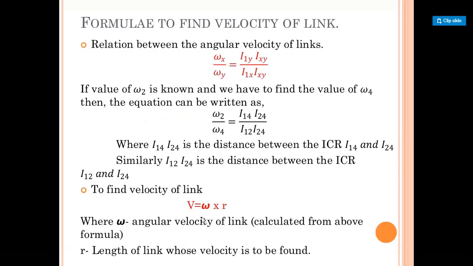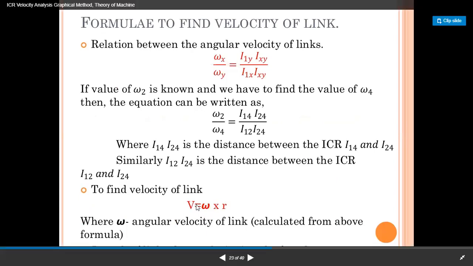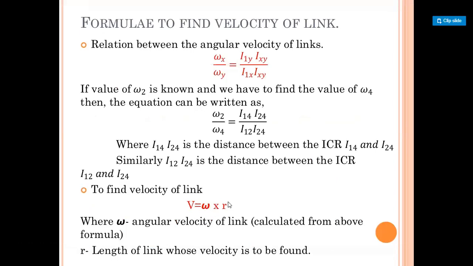Similarly, to find the velocity of a link, you have to use the equation: linear velocity is equal to angular velocity multiplied by the radius of the link, or you can say the length of the link, right?